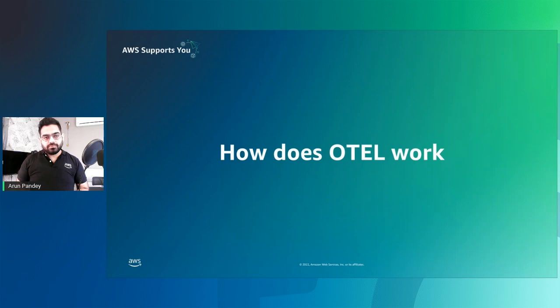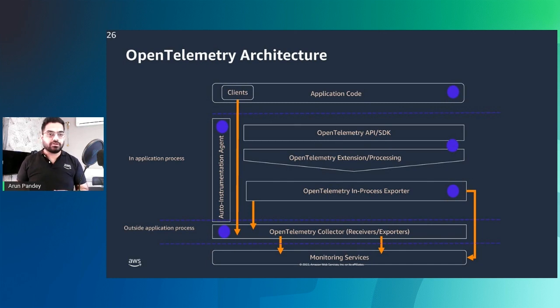Now let's look at how OTel works at a very high level, and how you can process your data and create an observability solution using OTel. Let's assume you have an application code running on EC2 or on a container. The first step is to instrument the telemetry data. You can do that by using the auto instrumentation layer, and there are different APIs and SDKs available for you to instrument the data. Then you will have your OpenTelemetry extension and processing layer, where you can do the processing before you move the telemetry data to the collector. And then you have the in-process exporter, which will allow you to define the format before it sends.